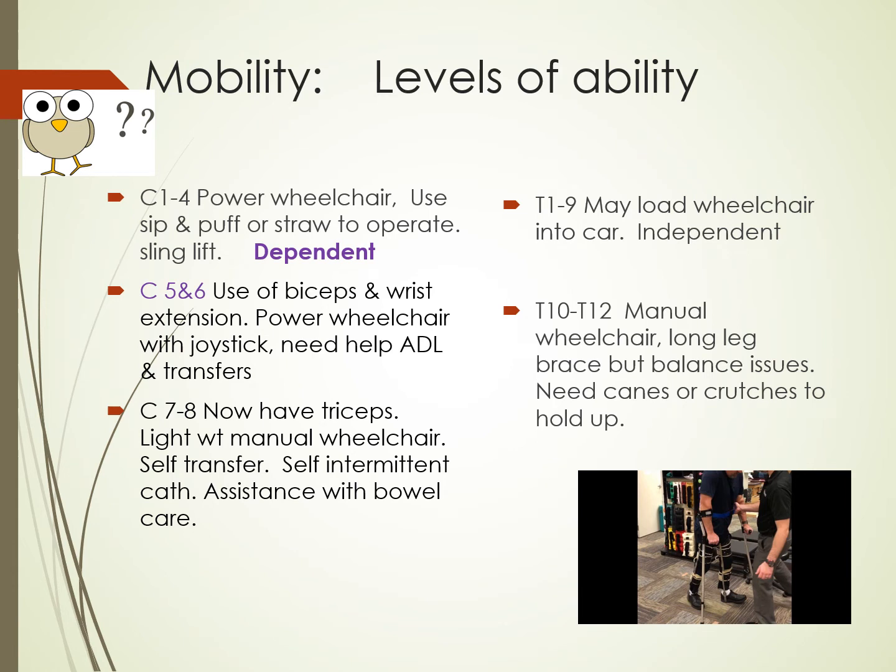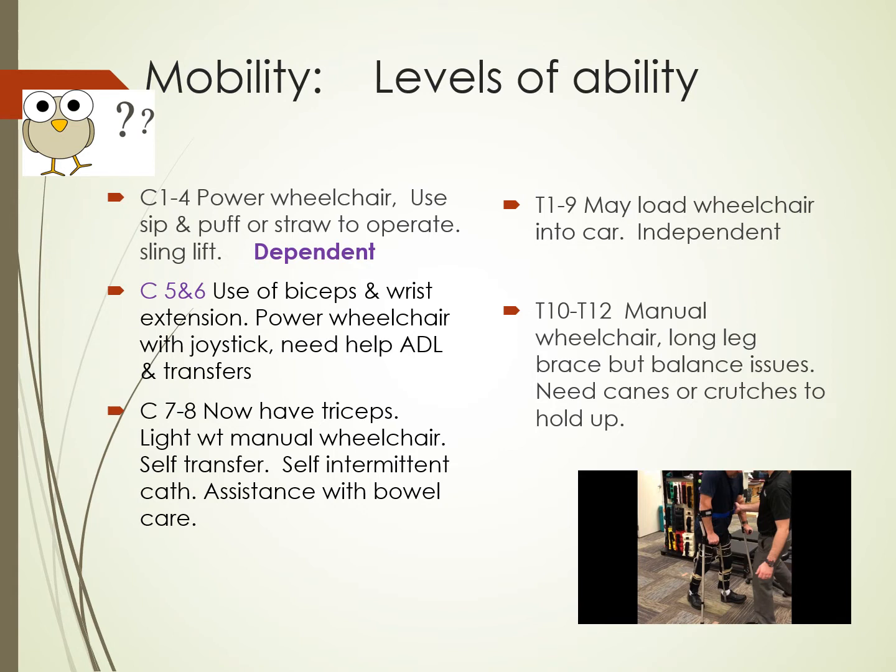In C5 and 6, they've got some biceps and some wrist extension. So they still need a power wheelchair, but they can use a joystick for movement of that wheelchair. And these two need help with ADLs and with transfers.